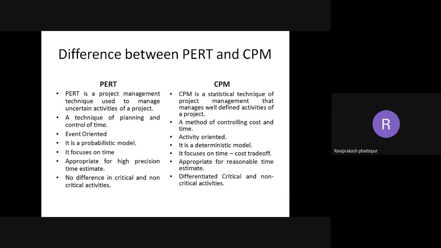Okay, so probabilistic model. And this is a deterministic model, in the sense it is determined what could be done, because all the activities are well defined. Because of that, it is a deterministic model stating that yes, it will determine how much will be done in what amount of time, at what cost. Then PERT focuses on time. This focuses on time and cost trade-off.